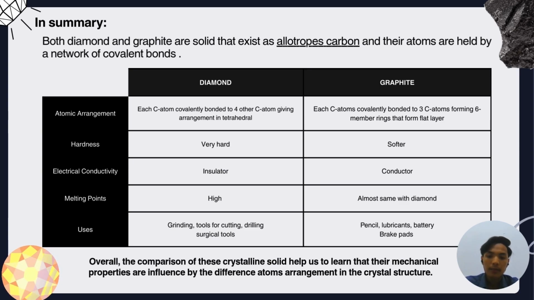So the comparison of these crystalline solids helps us learn that their mechanical properties are influenced by the different atom arrangement in the crystal structure. Understanding these characteristics is important, especially when we want to further our studies in material science and application in the industry.